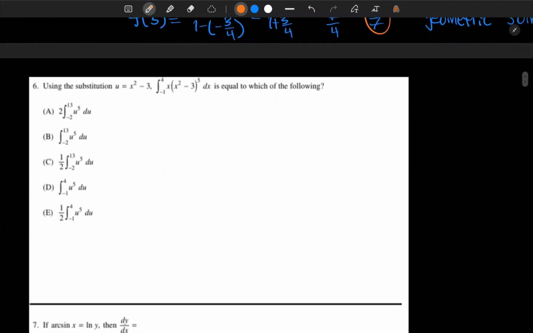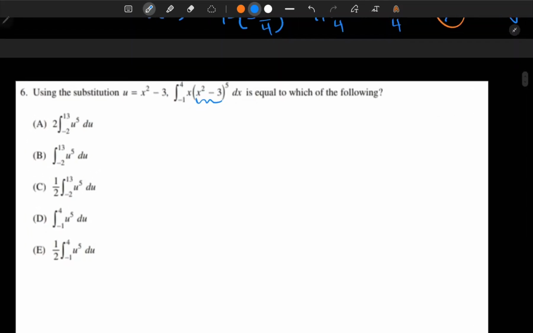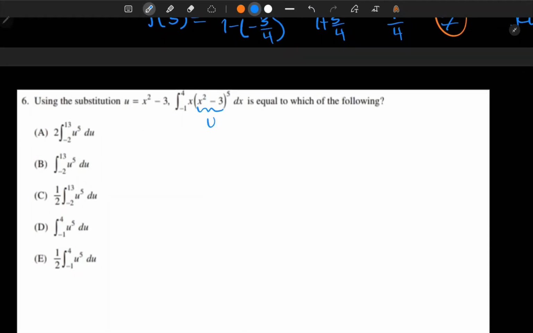Next, using the substitution u is equal to x squared minus 3, the integral from negative 1 to 4 of x times x squared minus 3 to the 5th dx is equal to which of the following integrals? Well, using this substitution, we first see that this part of the integral inside of the parentheses is just u. Then we take the derivative of this substitution here. That is, we take du dx. This is equal to 2x. This implies that du is equal to 2x dx.